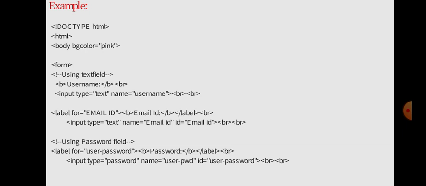Next one, label for email id. Input type is equal to text, name is equal to email id and id is equal to email id. Next one, using the password field. Label for is equal to user password and input type is equal to password, name is equal to user pw, means user password, id is equal to user password.